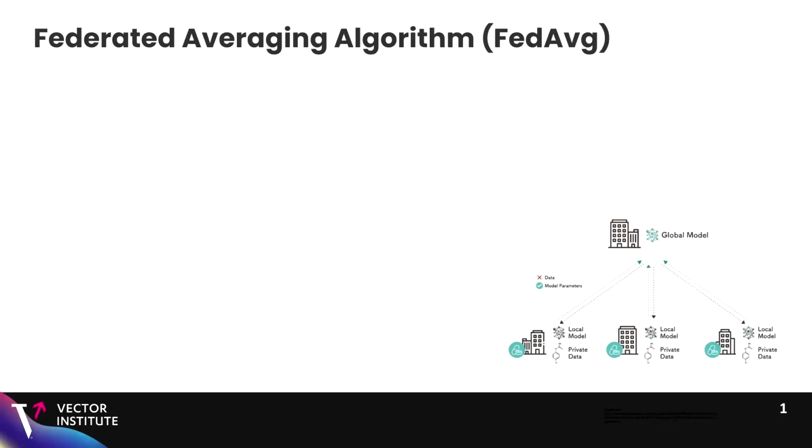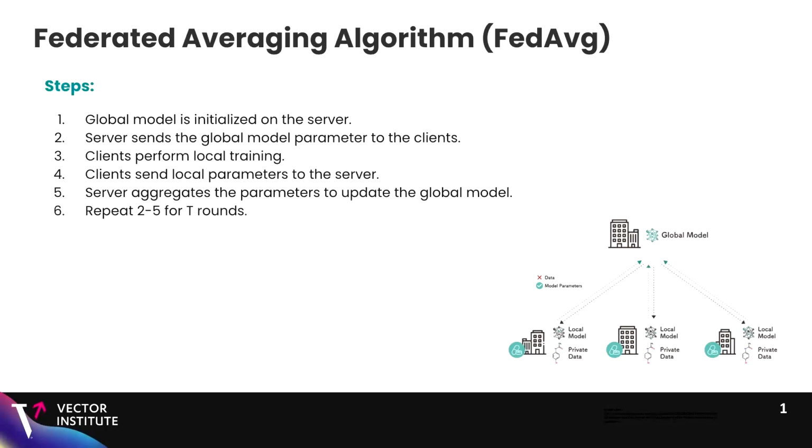So here is the most basic algorithm in federated learning, called federated averaging. The basic step is that a global model is initialized on the server side. The server then sends the global model parameters to the clients. Clients perform local training and then send local parameters to the server to be aggregated. And we just repeat these steps for several rounds. The arrows just represent the communication of the model parameters between clients and the server. Federated averaging basically means that the aggregation in this step is simply weighted averaging, where the weights are determined by how much data each client has.